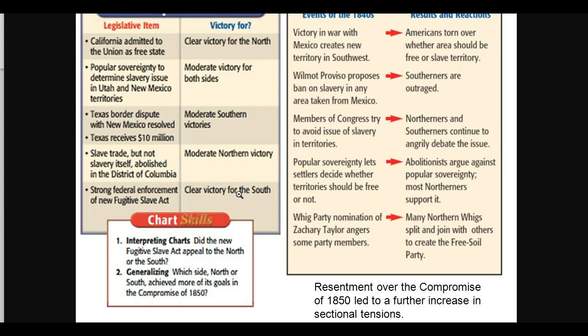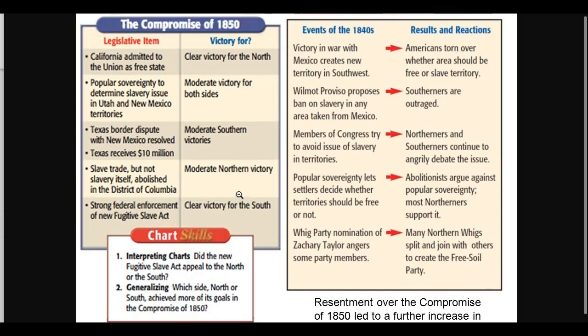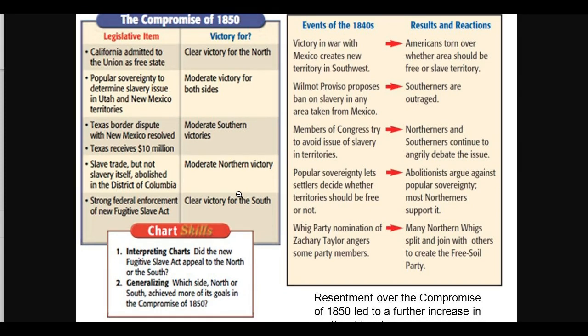Now, who wins? Really, who wins at the end of the day? Your textbook makes the point that the North seemed to gain the most. Specifically, they gain an immediate edge in the Senate with this admission of California as a free state with no countering slave state. That's a clear victory, okay? As you've also seen, the major clear victory for the South will be this strong federal enforcement of a new Fugitive Slave Act. But what do you think the North is going to do with this new act?